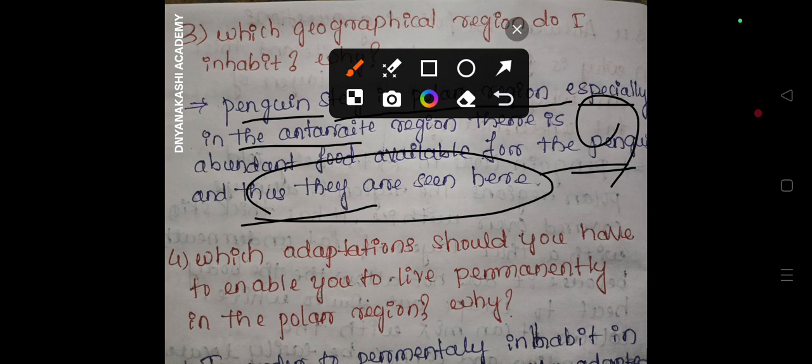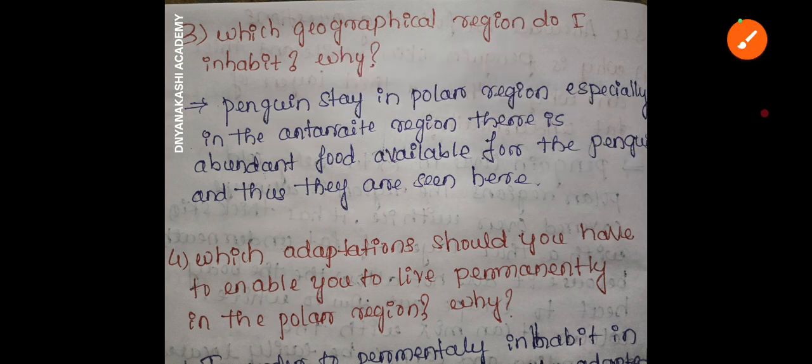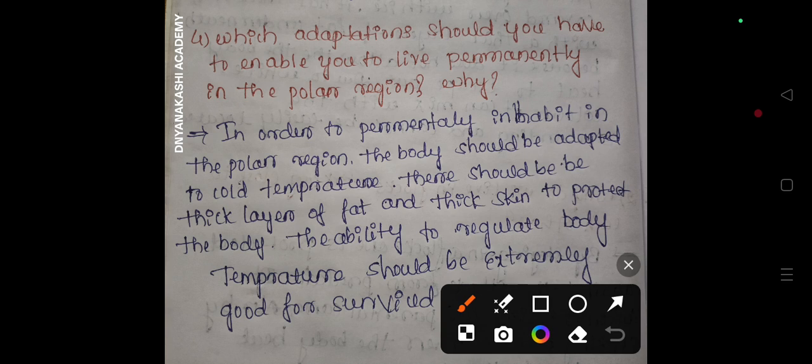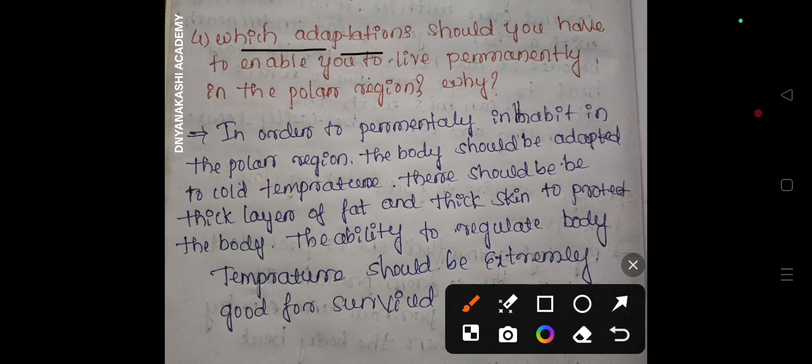Okay, next question we are going to discuss. Fourth one: which adaptation should you have to enable you to live permanently in the polar region?